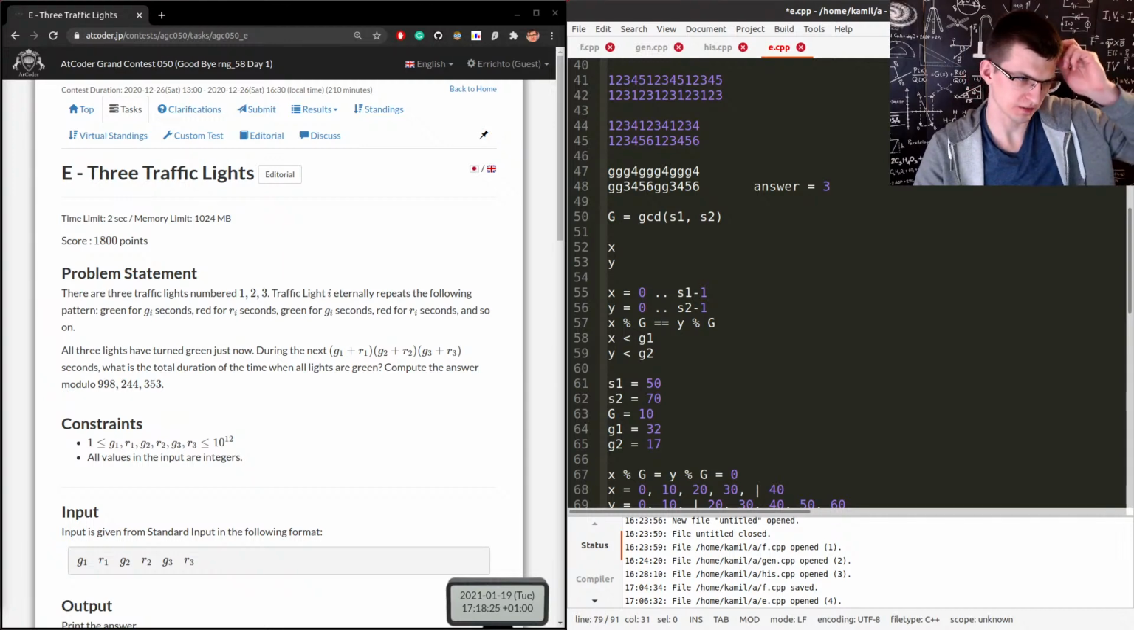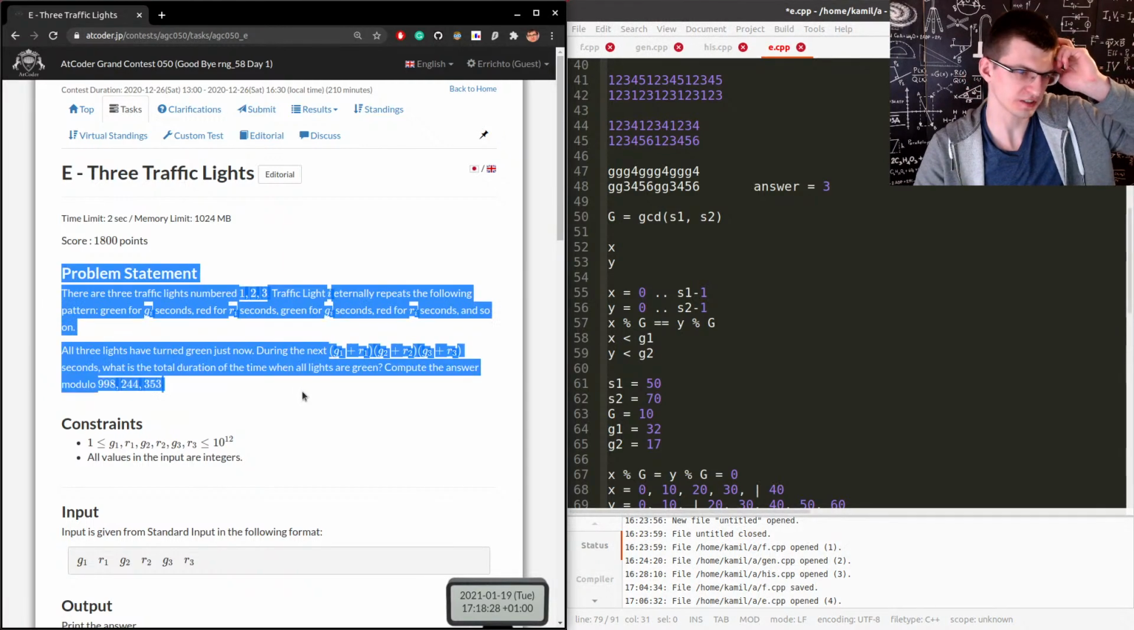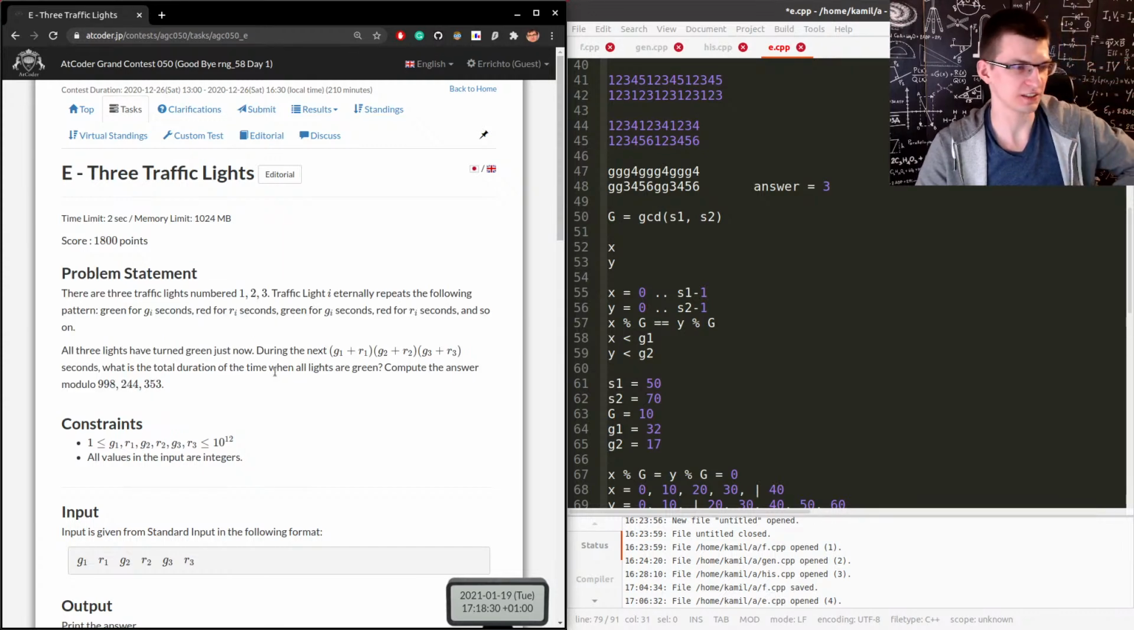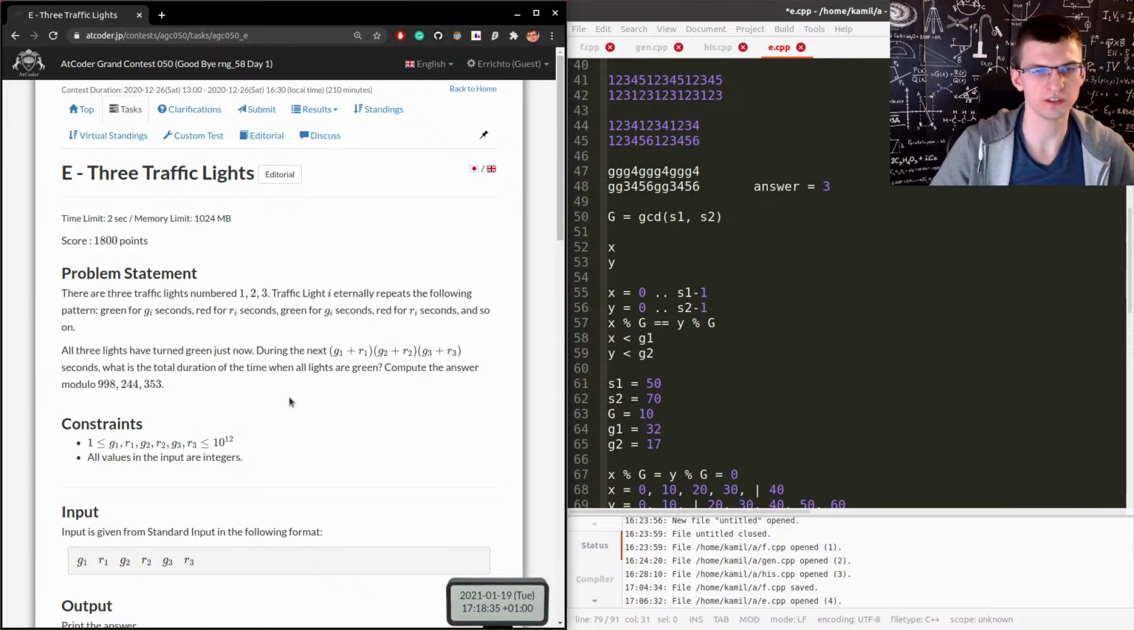Am I late? I mean, I recently started. You can read the statement. It's not that I solved the problem already. I'm still thinking. I'm actually thinking about an easier version with only 2 traffic lights, not 3.